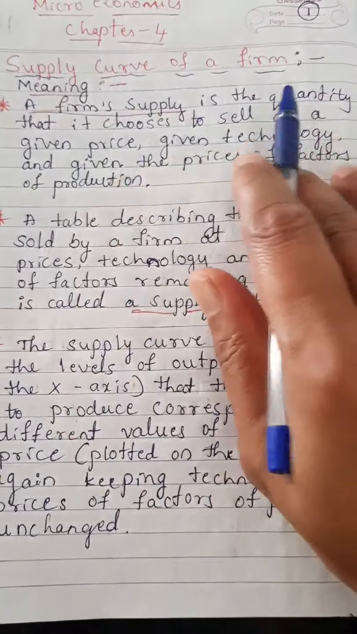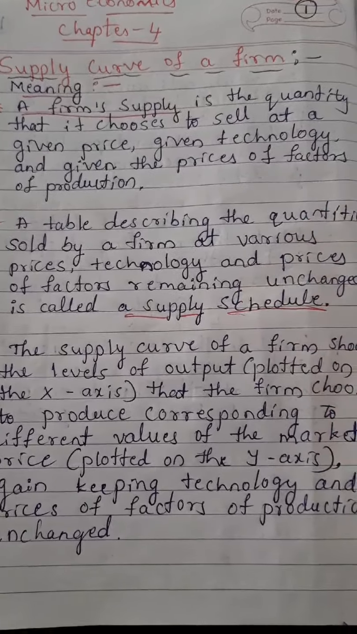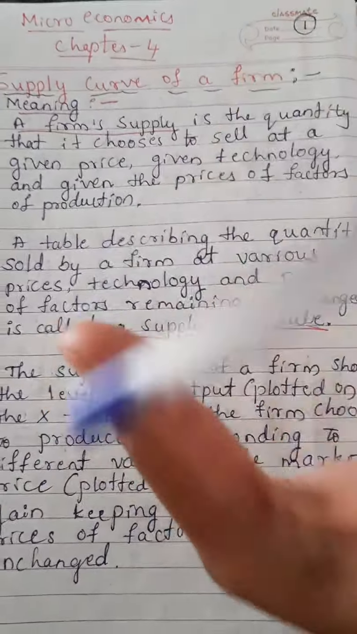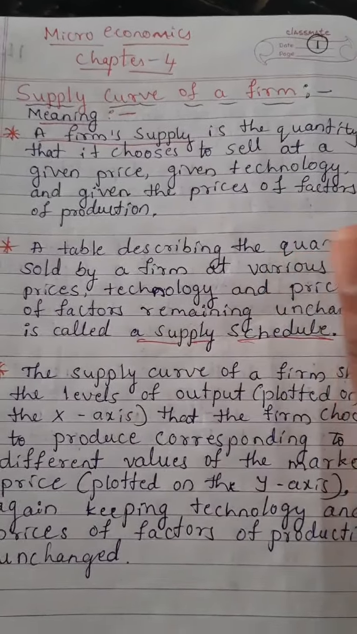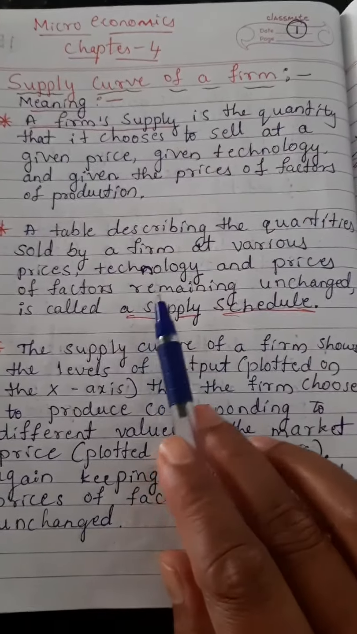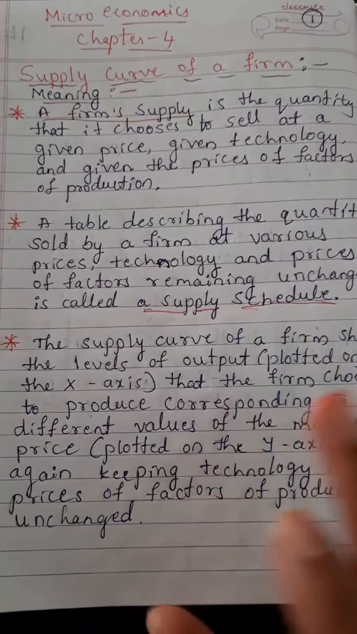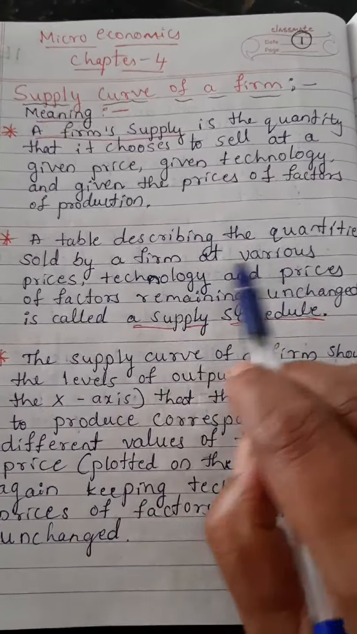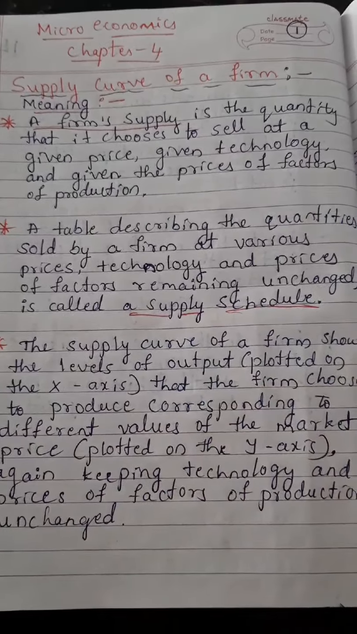The quantity that firms choose to sell in the market at particular given prices, given technology and given the prices of factors of production, everything included in that product. How much quantity they supply in the market, that is called firm's supply. And another meaning, the supply schedule. Supply schedule means a supply table. A table describing the quantities sold by a firm at various prices, technology and prices of factors remaining unchanged, is called the supply schedule.